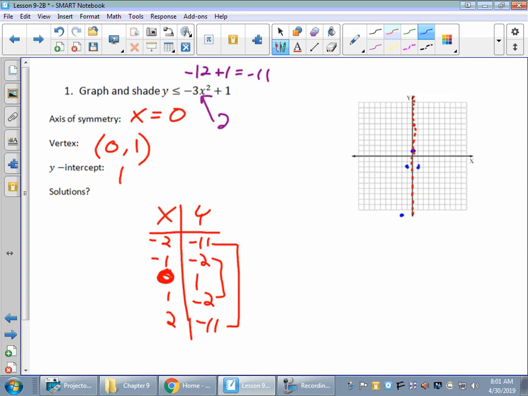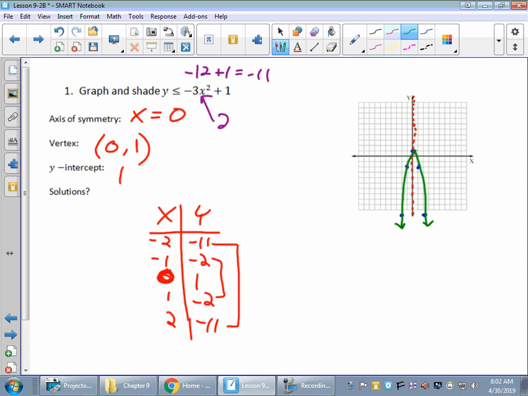I have a point here. And I should have a point down at -11 as well, at +2, -11. So there's my graph. If I go ahead and sketch that, and just continue those arrows, here's what I have. Okay?